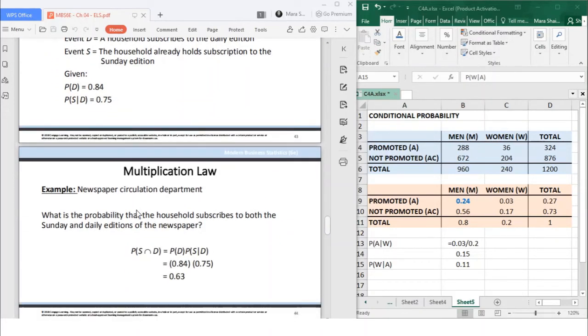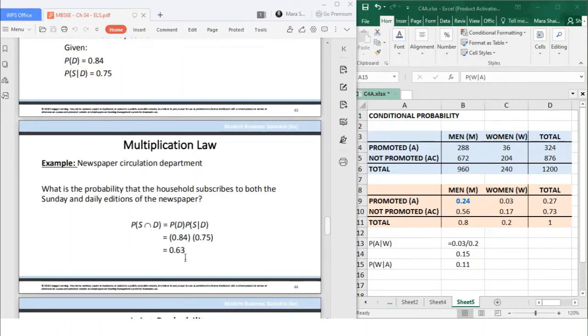Now, if we get the intersection, what is the probability that the household subscribes to both the Sunday and the daily edition of the newspaper? That is the intersection, so you multiply 0.84 and 0.75. You get 0.63 or 63%. So, there is a 63% probability that a household has both the Sunday and the daily edition of the newspapers. That is your multiplication law.